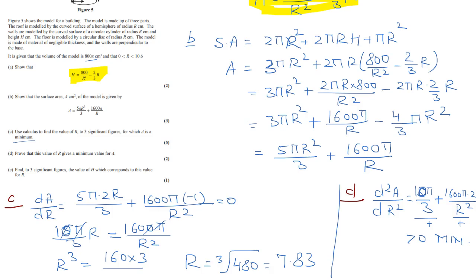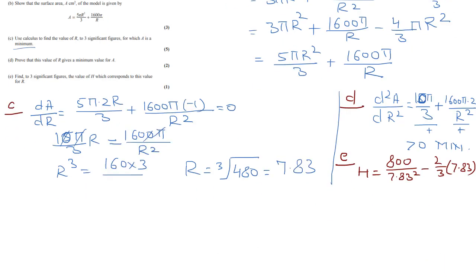So part E will be find h. So you put this value of r here, so that will be 800 over 7.83 square minus 2 over 3 times 7.83. So that is equal to roughly 7.83. So that is the answer. So that's all for this paper.